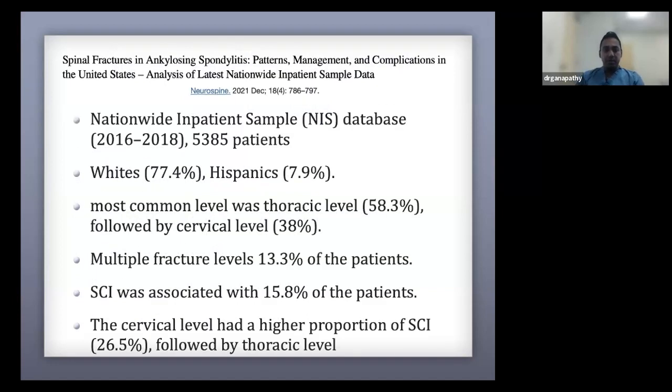So this is one of the recent papers in 2021 looking at a nationwide inpatient sample database, and they had 5,385 patients, 77% whites and 7% or 8% Hispanics. The most common level, as we already know, is thoracic followed by cervical. And this is where the non-contiguous injuries, multiple fractures, were 13%. Spinal cord injury obviously is high, in about 15% of those cases. And the cervical had a higher proportion of spinal cord injury followed by thoracic.